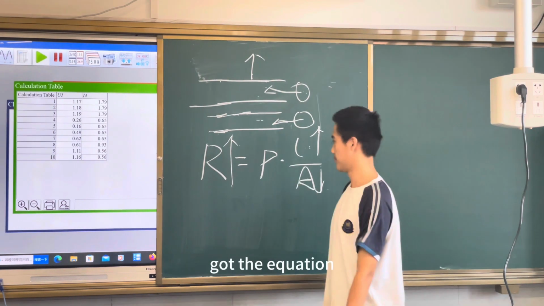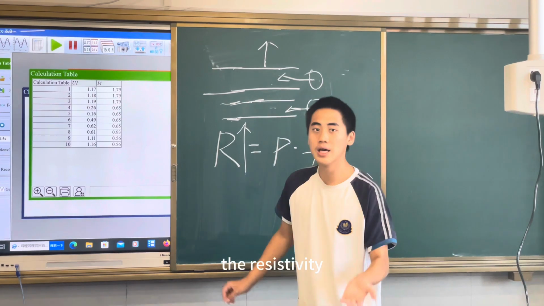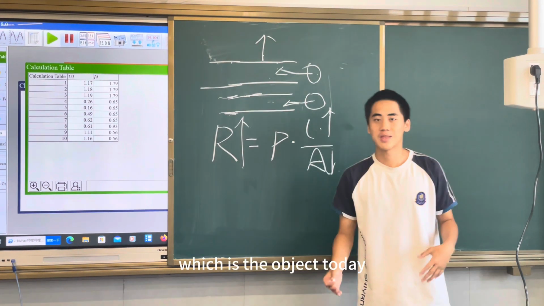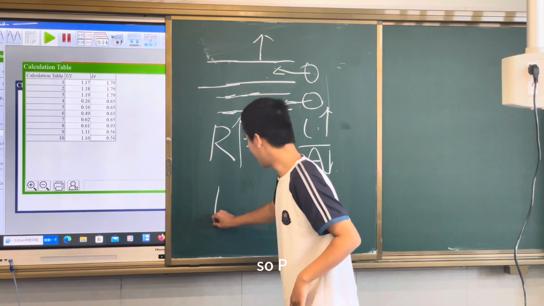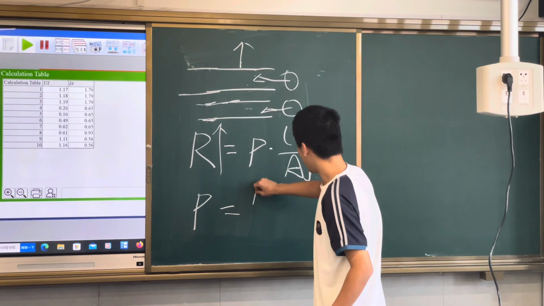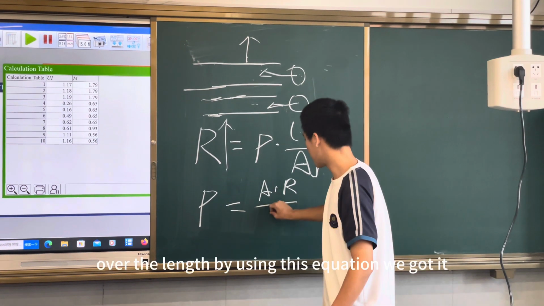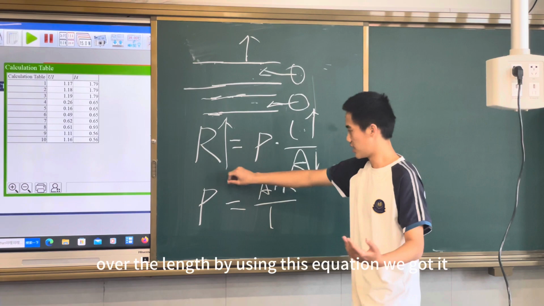We got the equation. Now we need to derive the equation for ρ, the resistivity, which is the object today. So ρ actually equals A, the cross area, times the resistance over the length. By using this equation, we got that.